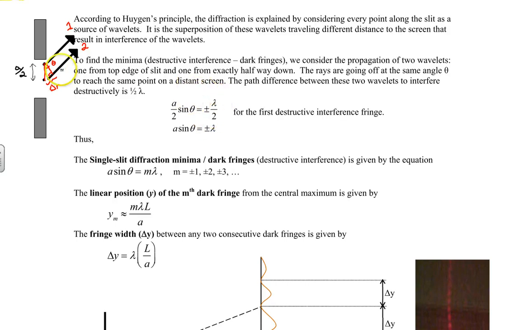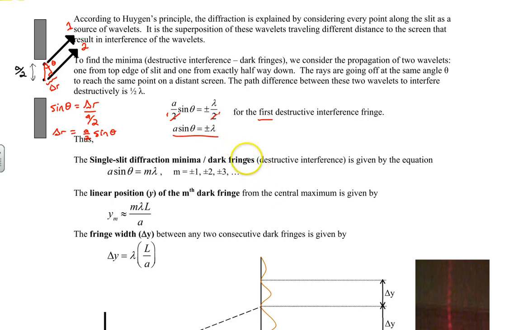And using this triangle, we can see that sine theta is delta r divided by a over 2. So the path difference is a over 2 times sine theta. So you can see where that comes from, and then half of a wavelength, or 1.5, or 2.5, or 3.5, and so forth. So I'm just doing, say, the first one, and then we can change that. And what you'll see is these 2's cancel out. And so you get this formula right here, that a sine theta equals plus or minus lambda.